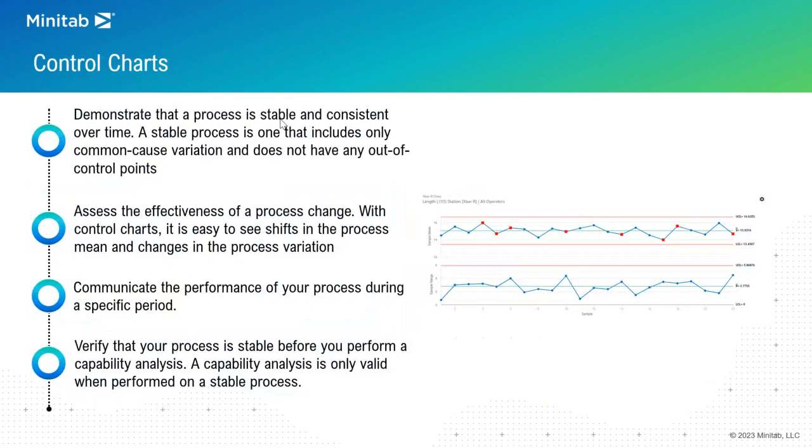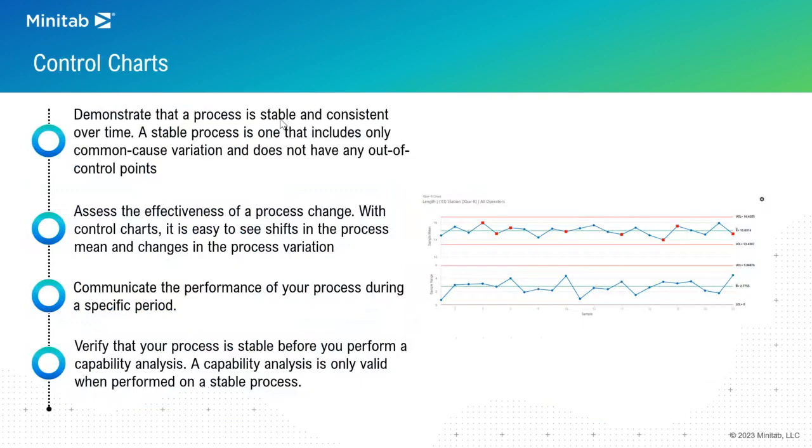You can communicate the performance of your process during that specific period and verify that your process is stable before you perform a capability analysis. A capability analysis is only valid when performed on a stable process. So let's say we're implementing SPC, we look at our data points, we look at the control chart, it seems like it's in control. We would then do a capability analysis.